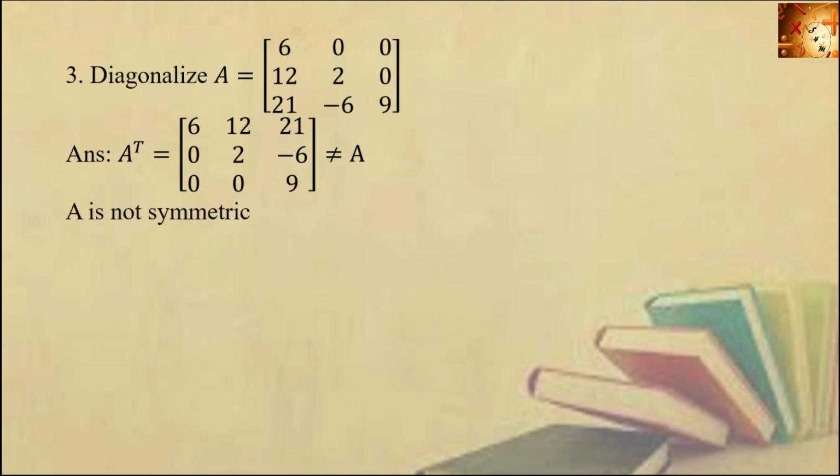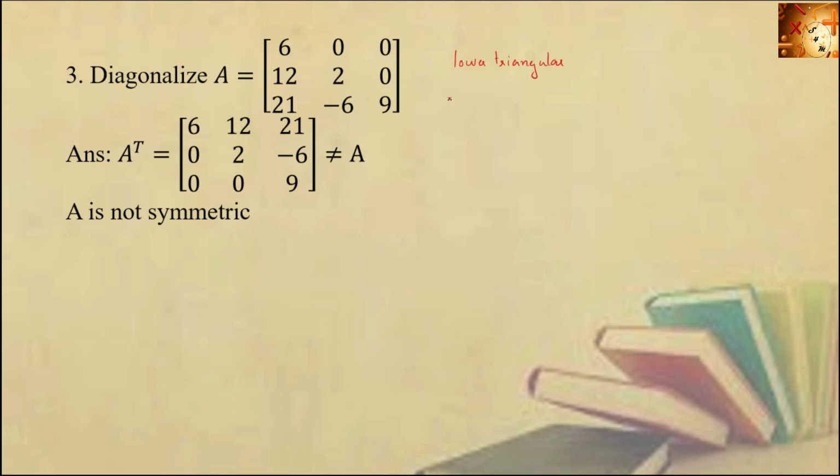Then moving to finding the eigenvalues. This is a 3 by 3 matrix, so it has 3 eigenvalues. Here, first of all, check this matrix. The elements above the diagonal elements are all 0, because this is a lower triangular matrix.